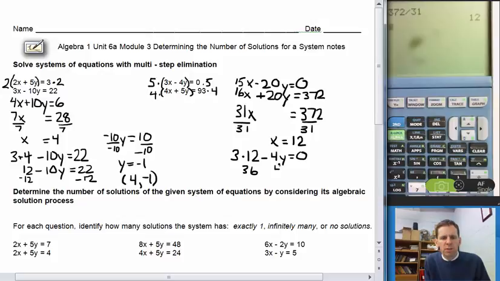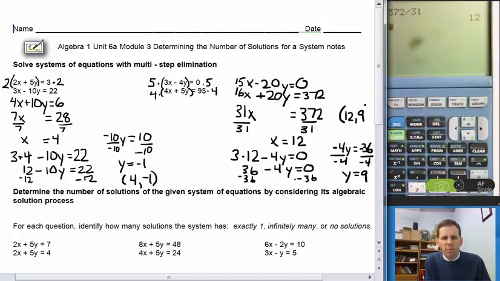3 times 12 is 36. We'll subtract 36 from both sides. That'll get it away from the left-hand side of my equation. And I'll have, these are gone, negative 4y equals negative 36. Divide both sides by negative 4, and you get your solution, y equals 9. So our ordered pair is 12, 9. And that's how you can solve a multi-step elimination process by multiplying both equations by a different value.